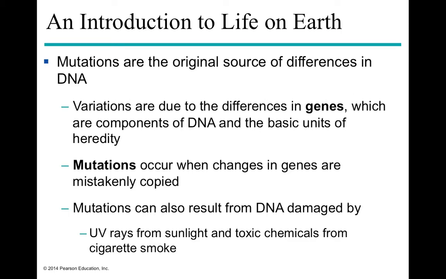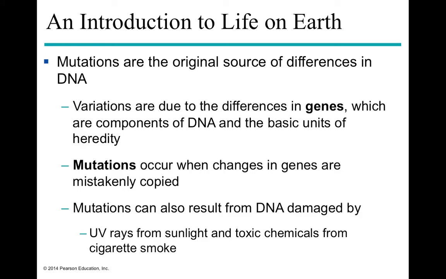So again, we have to have variation within the population, and we have variations in the genetic material, and this happens because we have differences in the genes. Genes are little segments of DNA that are the basic units of heredity. As we copy them from parent to offspring, sometimes a mistake is made and we end up with a small change in the gene, and that's called, again, a mutation.